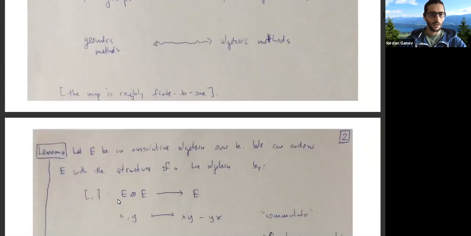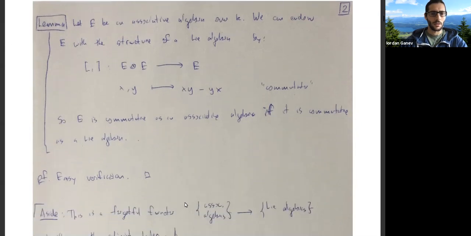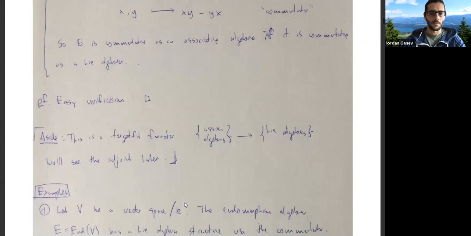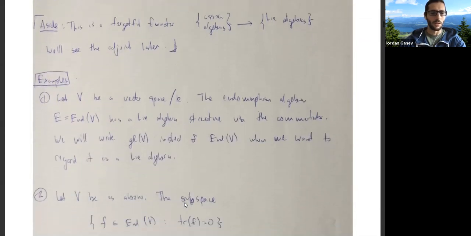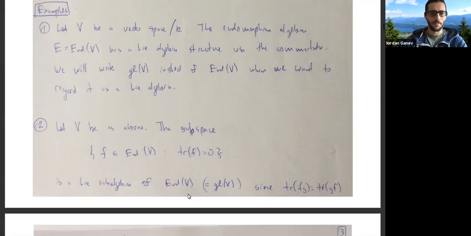So first of all, there's a procedure that starts with any associative algebra, and you can think of it as a Lie algebra just by taking the commutator of elements in the original algebra. And many Lie algebras appear as sub-Lie algebras of a Lie algebra coming from an associative algebra. For example, we saw the associative algebra of endomorphisms of a vector space. And if V is finite dimensional, then we can think about the traceless endomorphisms. And that's a Lie subalgebra. That's not an associative subalgebra.